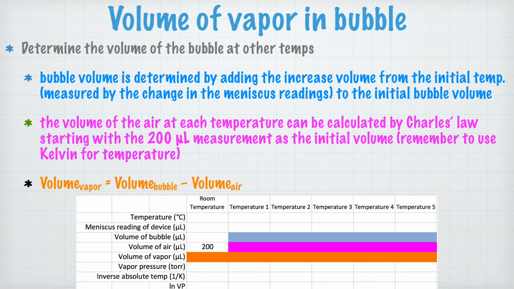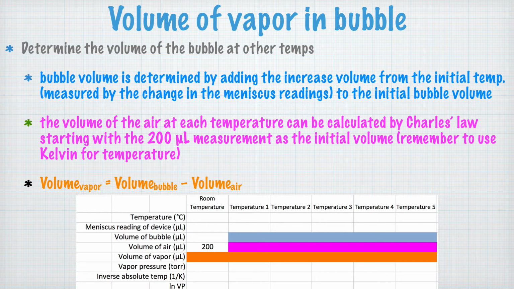So now we need to figure out the bubble volume at all the other temperatures, okay, that blue box there in the table. And so we can do that by simply taking that initial bubble volume that we did at room temperature and then adding whatever volume increased, which we should be able to get from the meniscus reading. So if we take that initial meniscus reading and then we have that final meniscus reading at each temperature and then just add that to the initial bubble volume, you'll get the volume of the bubble. Now, the volume of the air is not 200 microliters at these other temperatures because it's going to change due to the temperature change. Okay, so we need to calculate that.